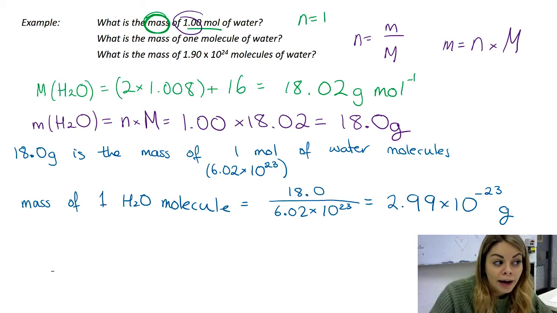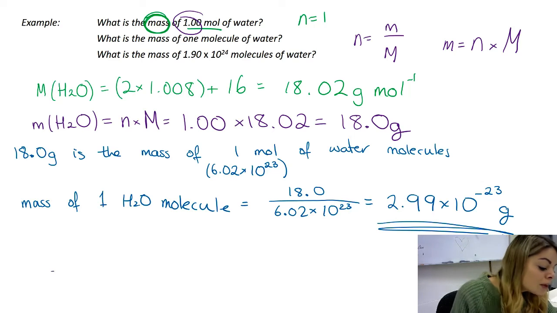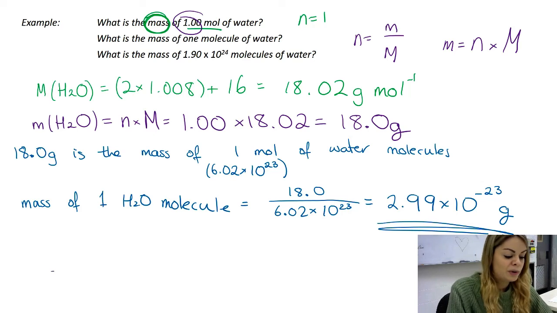I once met a guy who told me that you'd be able to see 1 molecule of water, which is rubbish, complete rubbish. Look how small that is. Anyway, he was wrong. So, next, what is the mass of 1.9 times 10 to the 24 molecules of water?